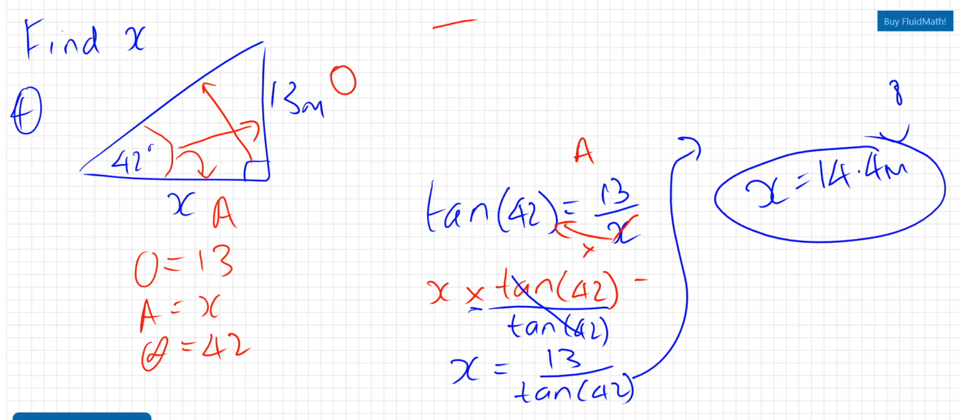So that's how we find unknown side lengths. So you just need to continue practicing, and I'll give you some questions from your textbook.